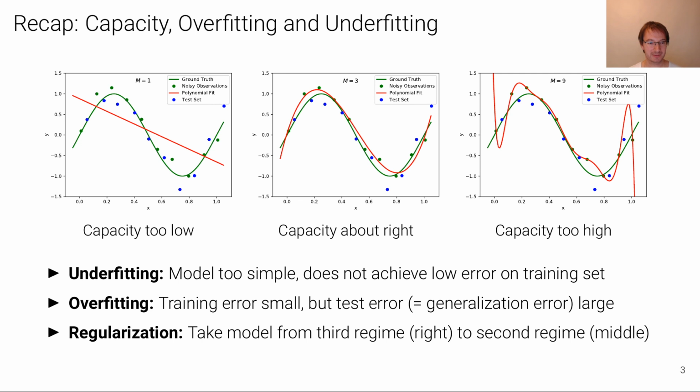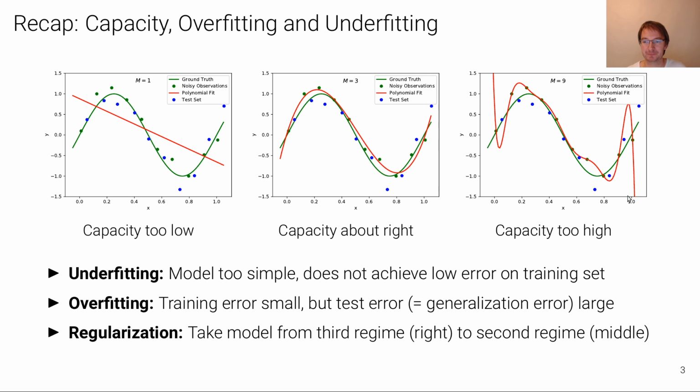We can see that if the model capacity is too low, in other words, if the model is not flexible enough, if it has too few parameters, both the training error and the test error are high. We never fit the test set nor the training points well in this case, and this is called underfitting.